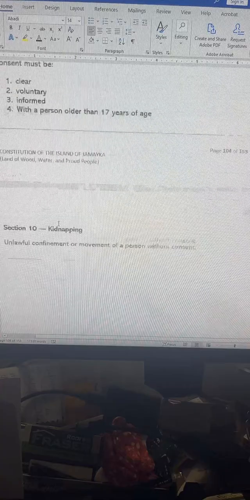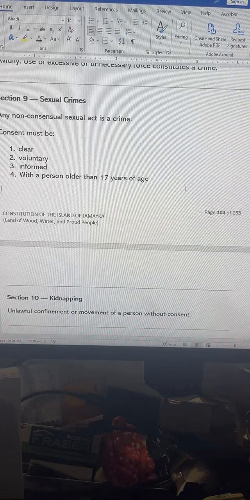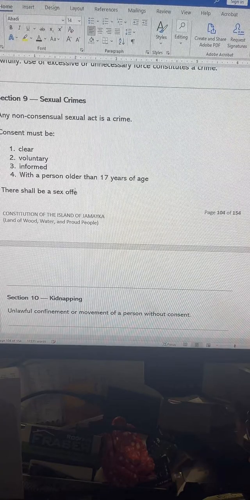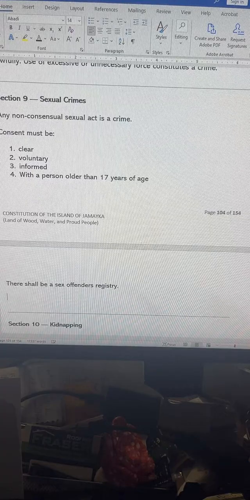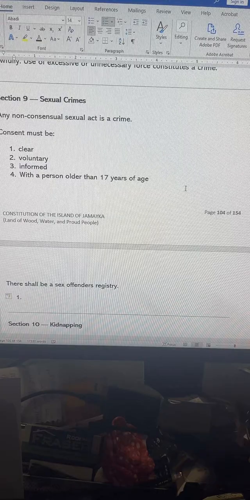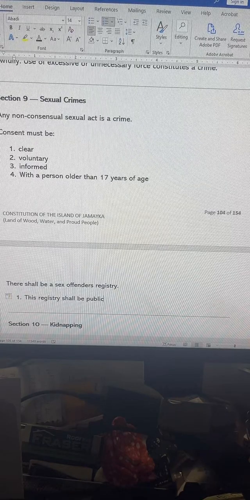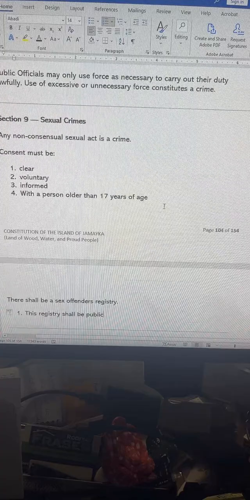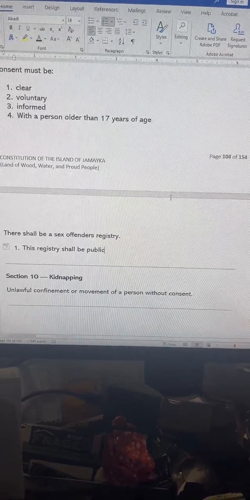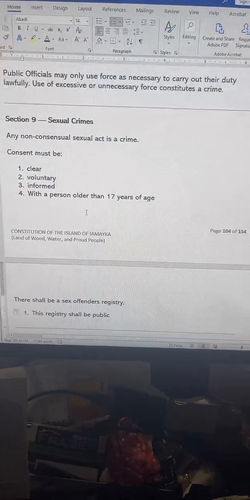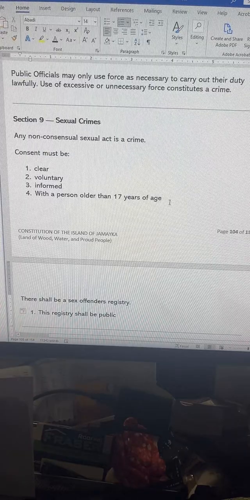Kidnapping. All right, so here we're going to add: there shall be a sex offenders registry. All right, so let's bring this down some more. 1. This registry shall be public. Very simple. All right. What else we got? The age of consent should be 18. It is already stated here. So we have consent must be with a person older than 17, so 18 and up. So we already have that one.